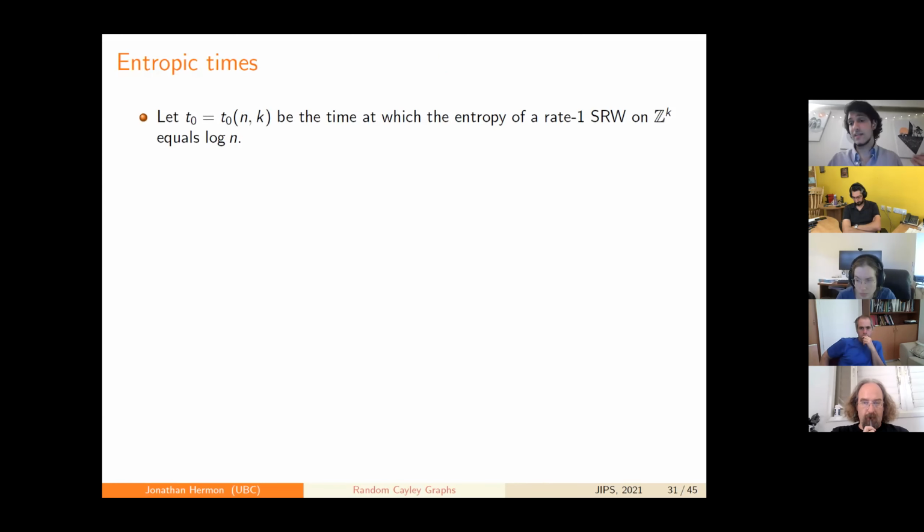So I want to define the entropic time, and the main term in the entropic time is this quantity I described to you before, T0, which is the time in which the entropy of a random walk on Z to the K equals log N. N is the size of the group. Okay, so this is the main thing to keep in mind. And then there are these other things that are sort of complicated and they're usually not important.